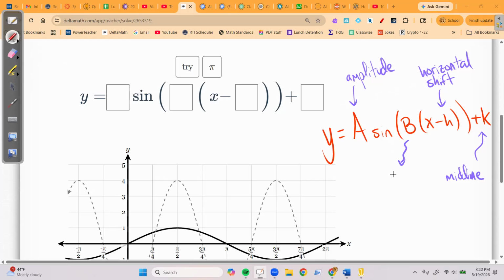The formula to find B is to take 2 pi and divide it by the period. And of course, 2 pi is because the default period of sine or cosine is 2 pi. And then we're going to divide by what we perceive, like with our eyeballs, to see as the period of the new function.